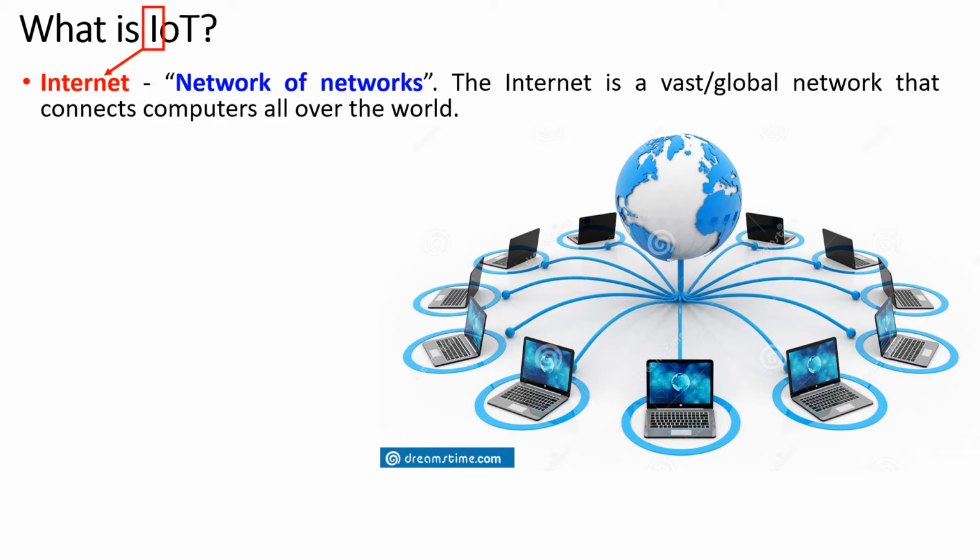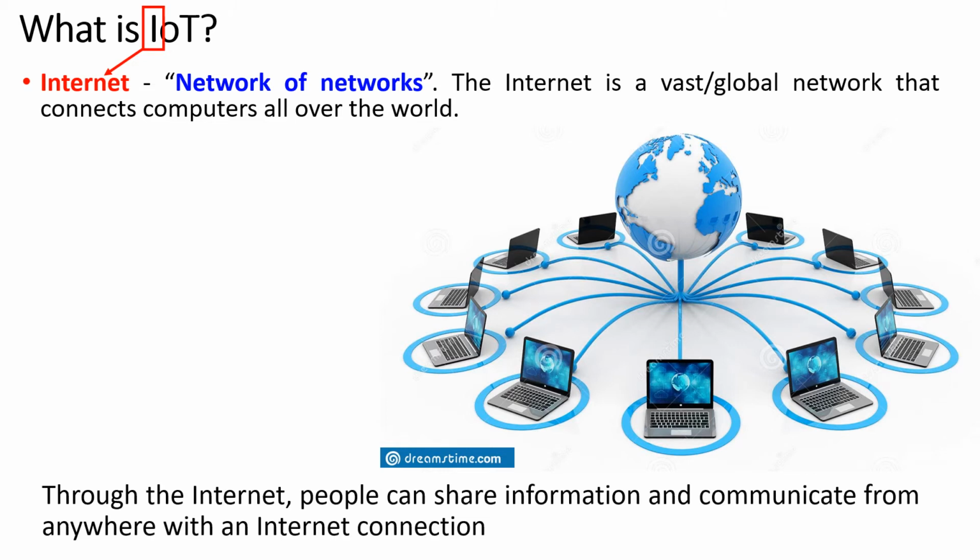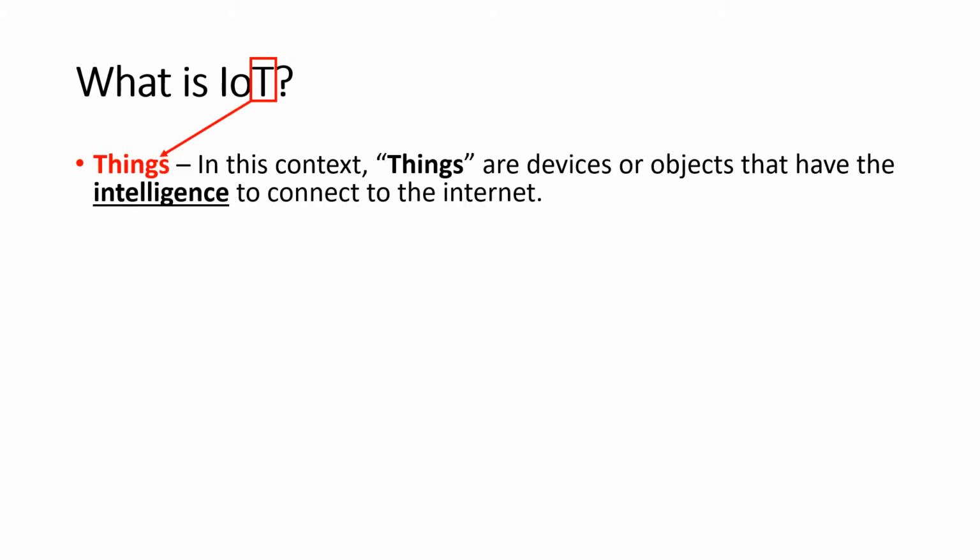The Internet can simply be defined as a network of networks. Or in other words, the Internet is a vast or global network that connects computers all over the world. So, through the Internet, people can share information and communicate by email, for example, from anywhere in the world using an Internet connection. Next, we will look at the T in IoT. What does the T stand for? The T stands for things. And the things in this case are the devices or objects with intelligence that are able to connect to the Internet.